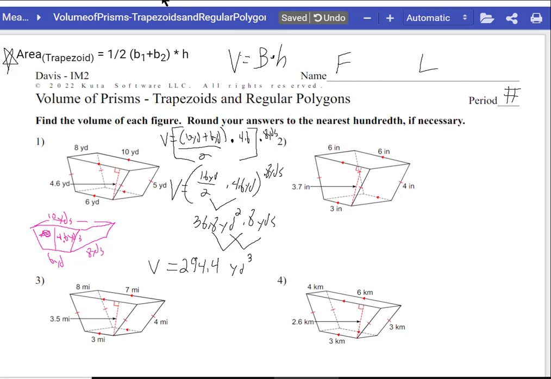So once again, here's the formula. The volume is equal to 1/2 times the two bases together, base 1 plus base 2, times the height of the trapezoid, and then you multiply the whole thing by how many times it repeats. Like this part right here. How far is that? If we look at it, it'd be 6 inches.